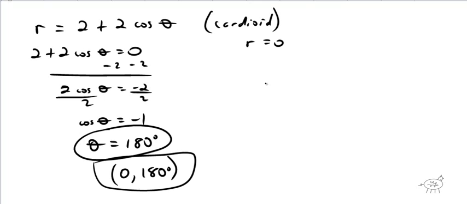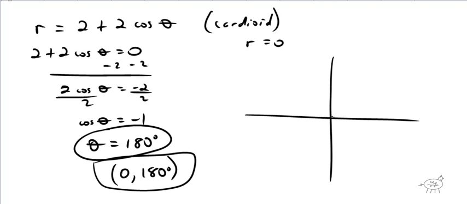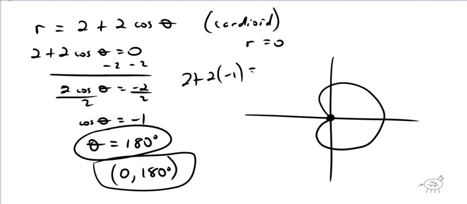So if you remember, when you actually graph this, the graph looks something like this. So it only actually crosses the pole one time, and that happens to be at 180 degrees. If you'd actually sketch it out, and remember when you sketch it, you pick values of theta, and when theta becomes 180 degrees, you would go 2 plus 2 times, oh, negative 1. Oh, that's equal to 0. Well, there it is. It's hitting the pole at 180 degrees. Okay? So that's it, math fans. Kind of a quick lesson, but that is basically intercepting the pole.